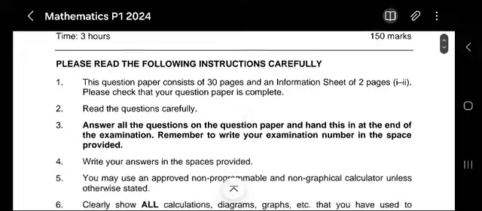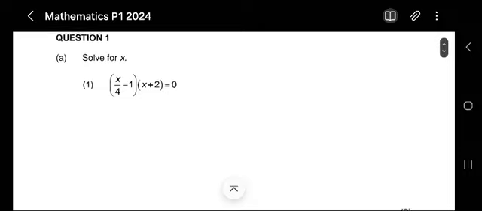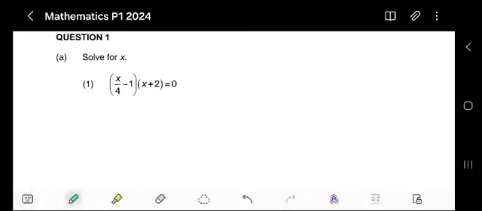Let us attack the following questions. With section A, which is question 1. We're given: solve for x. So you have to solve for x.